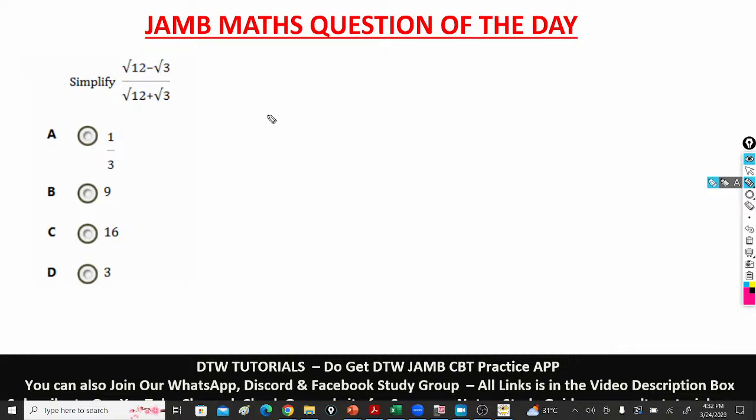So let's quickly do this. To simplify this is called rationalization in surds. So you look at the denominator. Let me write this down. We have the square root of 12 minus the square root of 3 over the square root of 12 plus the square root of 3. So you look at the denominator: root 12 plus root 3.